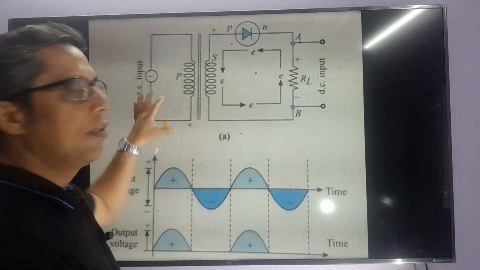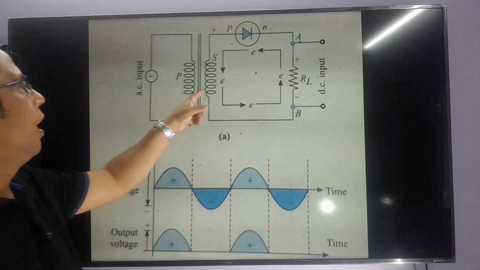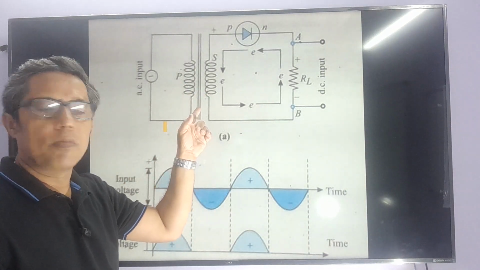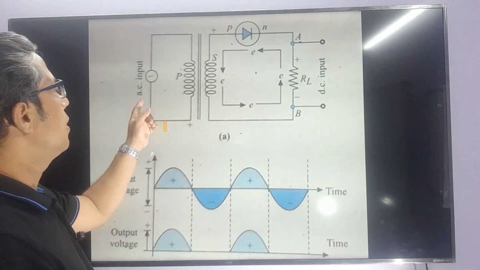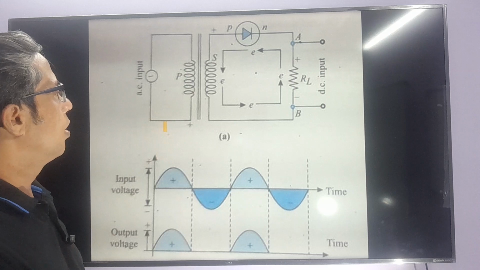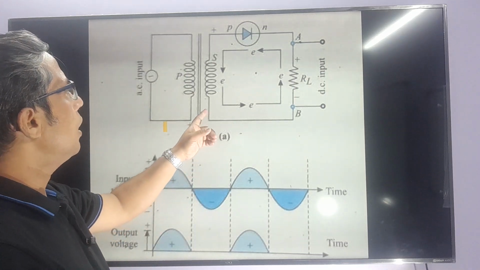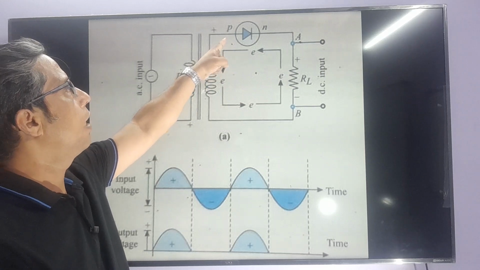So there is an AC source, the alternating source of current. This is AC input and this is the step down transformer, right? So this is the primary coil and the secondary coil. So AC current is coming to this circuit through step down transformer. Now what's happening is that this is a PN junction diode. This is the P type and the N type.